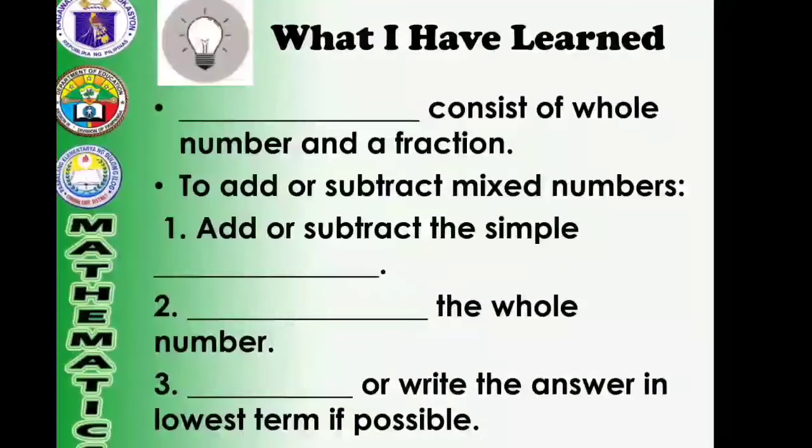Blank consists of a whole number and a fraction. To add or subtract mixed numbers, add or subtract the simple blank. Number 2, the blank, the whole number. 3, blank or write the answer in lowest term if possible.